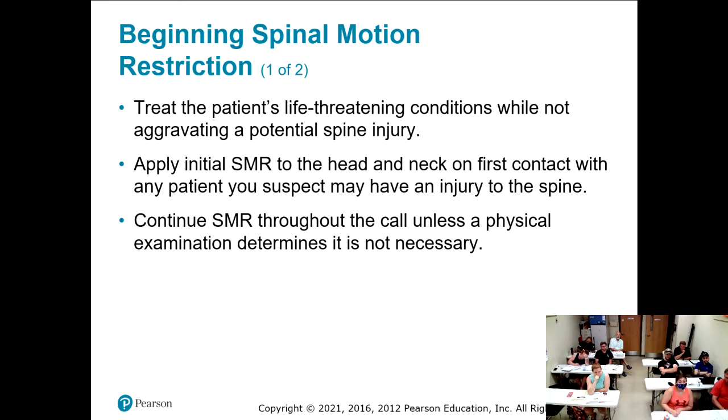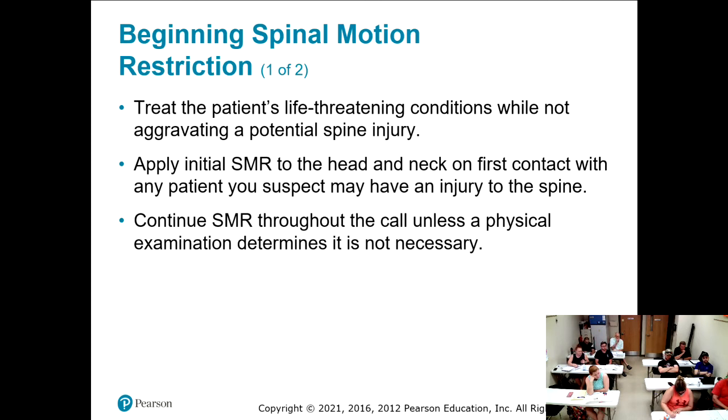This is the new, because we don't backboard anybody anymore. Spinal immobilization does not exist anymore. It's gone. It's been taken and punted. Should have been done 30 years ago. But we do not do that anymore. We do spinal motion restriction.